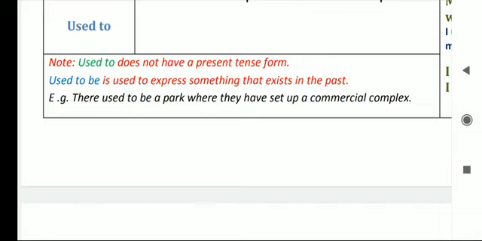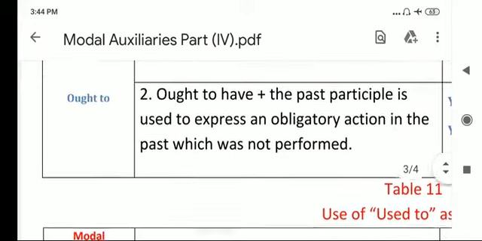Thank you very much. This was about four modal auxiliaries. So we have completed this.